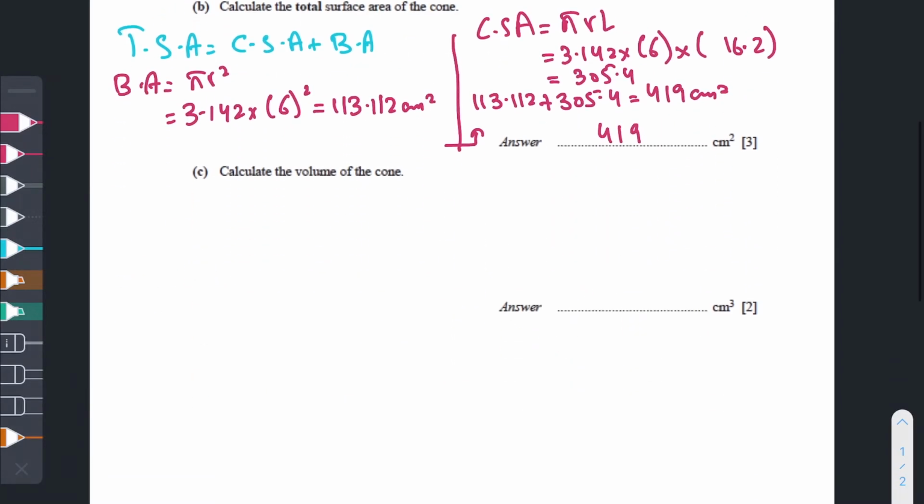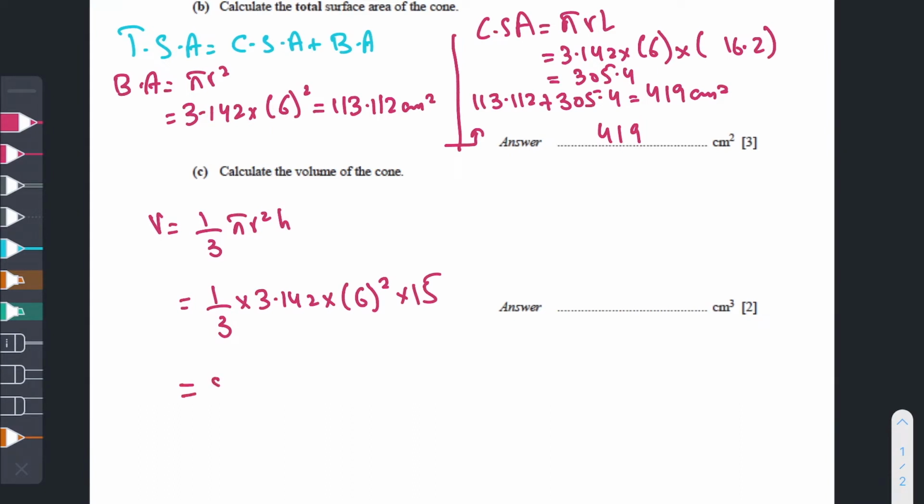The next part says calculate the volume of the cone. The volume uses a simple formula, that is 1 over 3 pi r square h. So you do 1 over 3 times 3.142 times the radius, which is 6 squared, times the height, which is 15. When you multiply all these values, your volume comes out to be 566 centimeter cubed. So you put the value over here, 566.